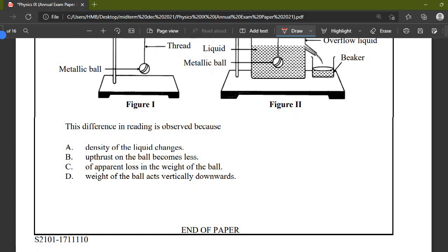So this difference in reading is because of which of the following reasons? So according to the Archimedes principle, there is an apparent loss in the weight of the ball, and this is due to the upthrust that is applied by that liquid on the ball. So option C is the right answer of this last question in this year 2021.